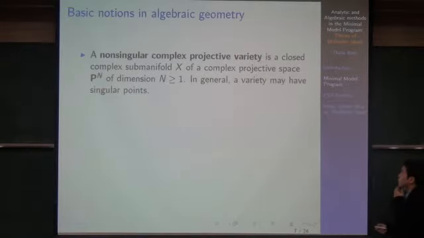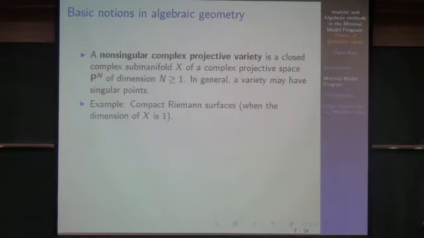Okay, so we have some more basic notions in algebraic geometry. We already said what a variety is, but one more time, a non-singular complex projective variety is simply a closed submanifold of projective space. And when you don't say non-singular, in general, a variety may allow some singular points. The simplest example of a non-singular projective variety is when the dimension is 1, and in that case they are called compact Riemann surfaces.